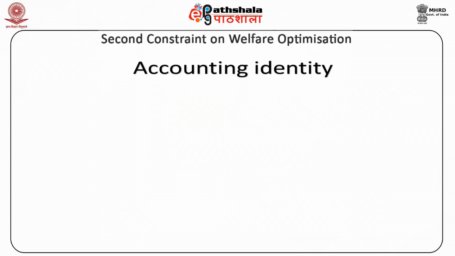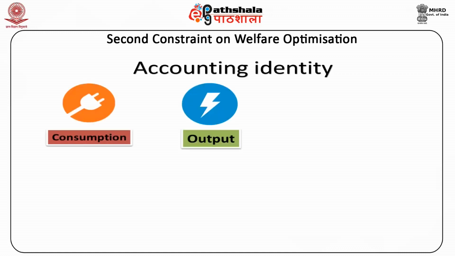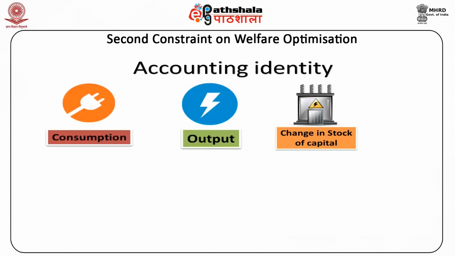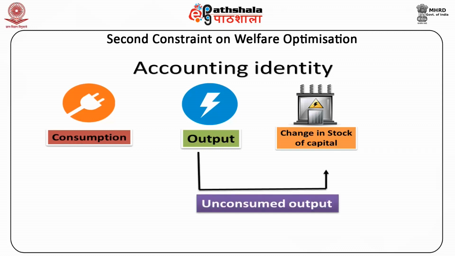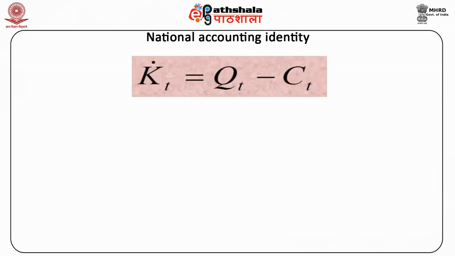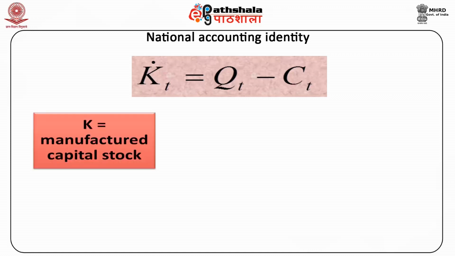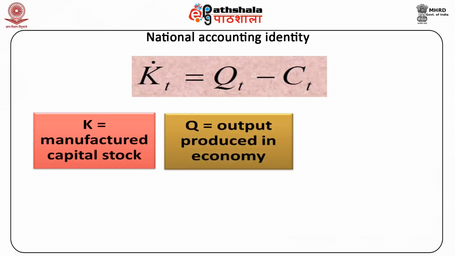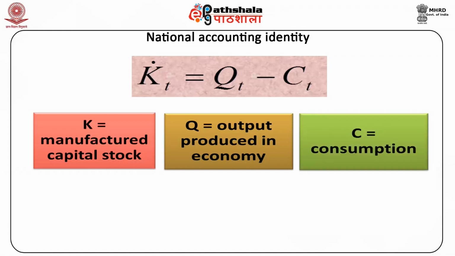Here we consider the accounting identity relating consumption, output, and the change in the economy's stock of capital. The part of output that is not consumed results in changes to the capital stock of the economy. The national income accounting identity can be expressed in continuous time form as K dot at time t equal to Q_t minus C_t, where K is equal to manufactured capital stock, Q is equal to output produced in the economy, and C is equal to consumption.